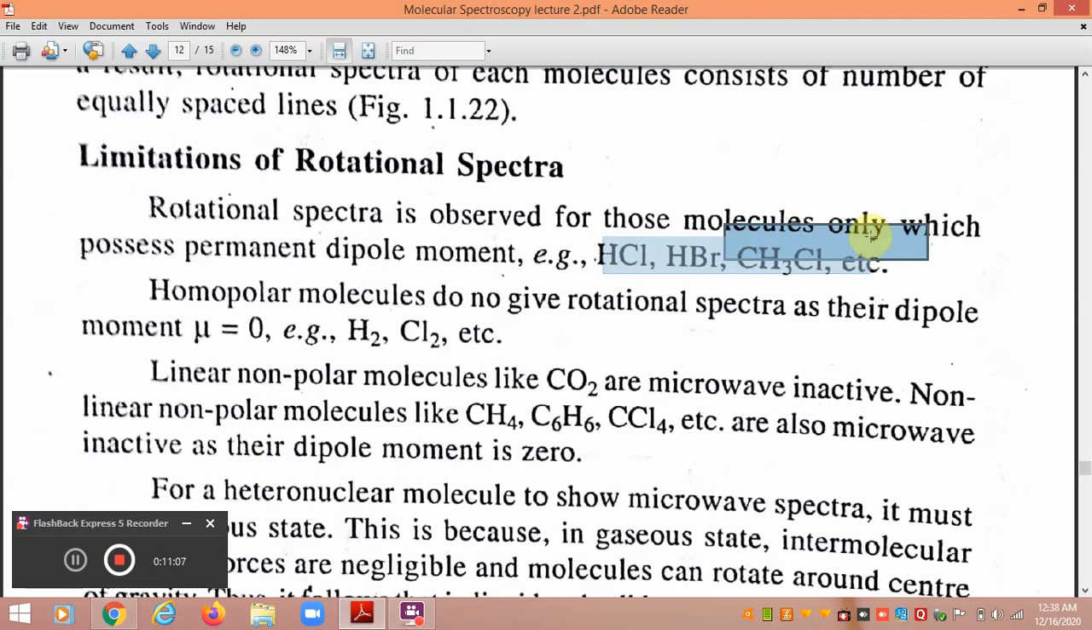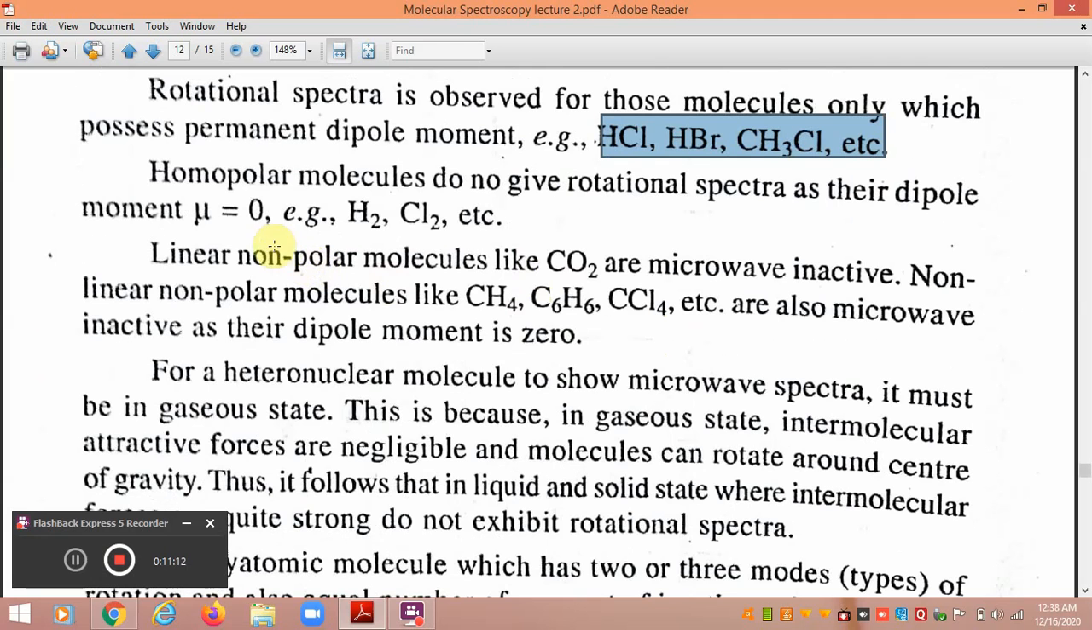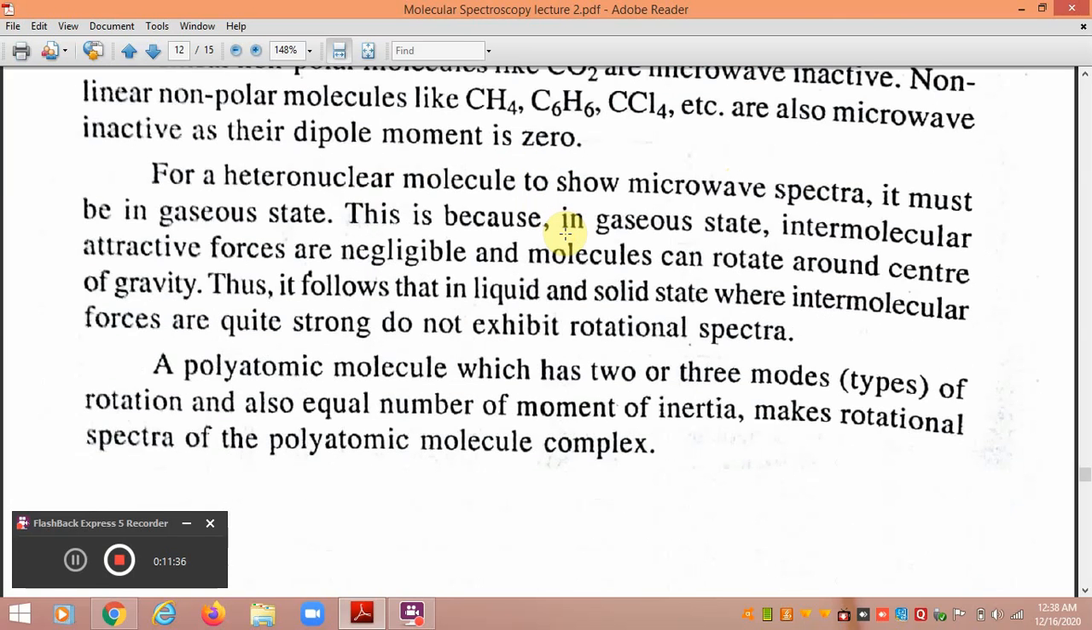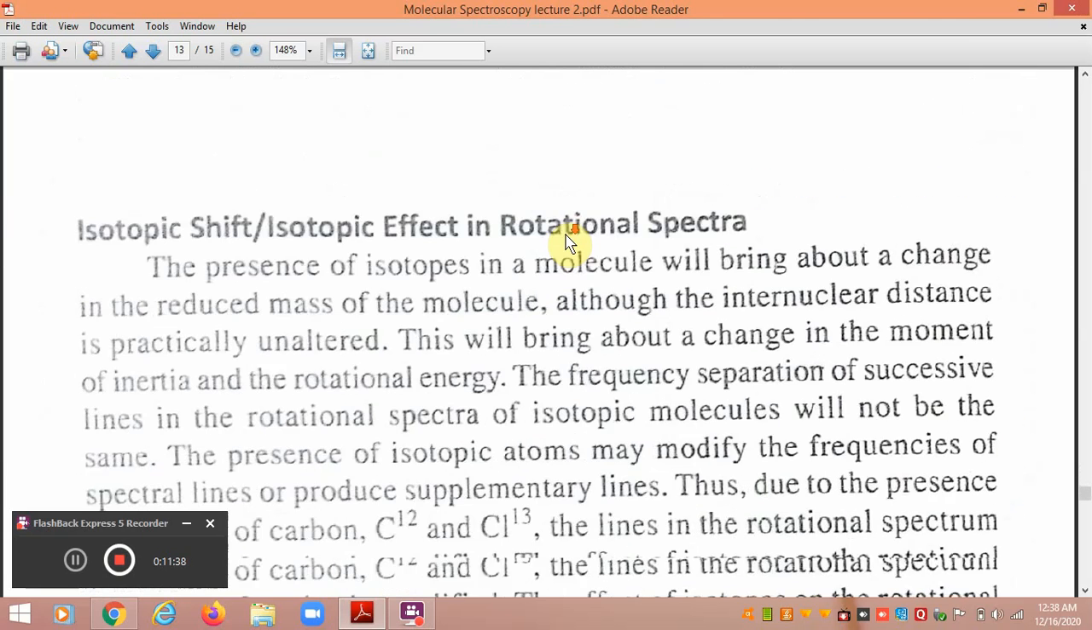It means that molecules without permanent dipole moment cannot be studied with the rotational spectra. Homopolar molecules do not give the rotational spectra as their dipole moment is zero. Again, linear non-polar molecules like carbon dioxide are microwave inactive. Non-linear non-polar molecules like methane, benzene, then carbon tetrachloride are also microwave inactive, as their dipole moment is zero due to symmetrical geometry.